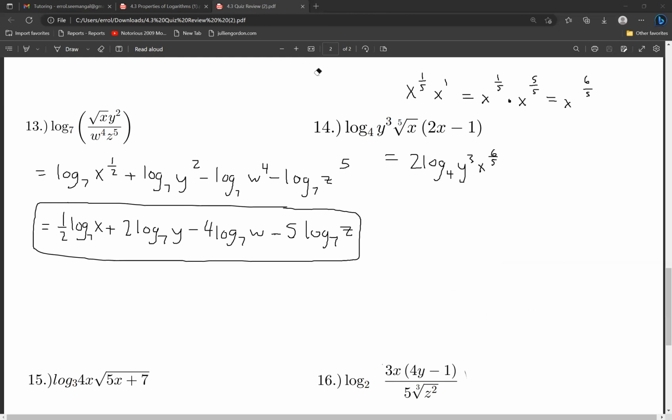Okay, so we distributed the first two. We distributed that one. Now we're going to distribute this one. So what am I going to minus here? What's the rest of it? Just minus the same thing, right? Minus this whole thing. Minus log base 4 of y cubed times the fifth root of x. And why is it minus? Because of this minus. This whole thing times -1.